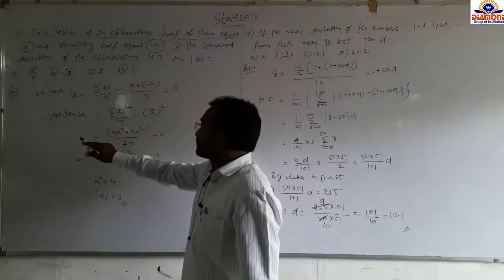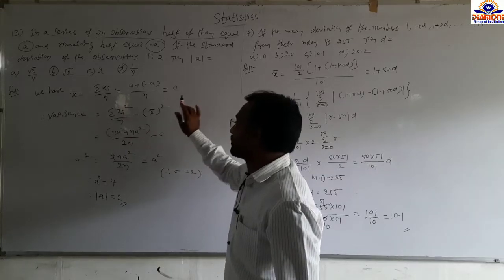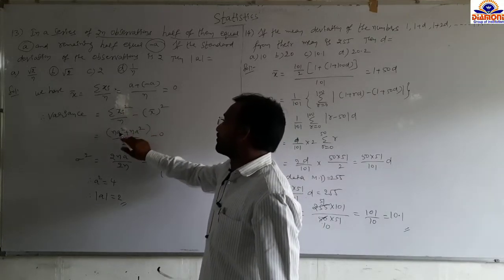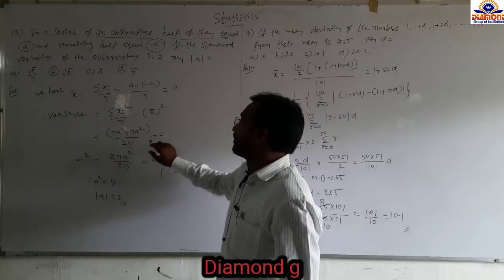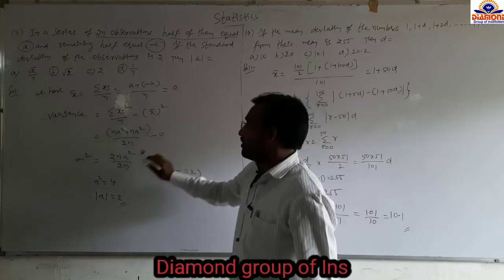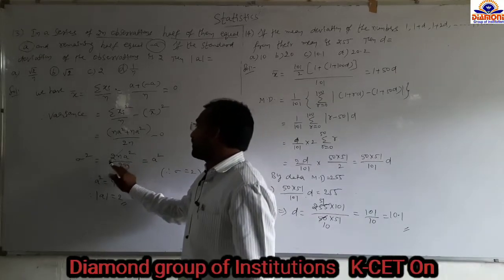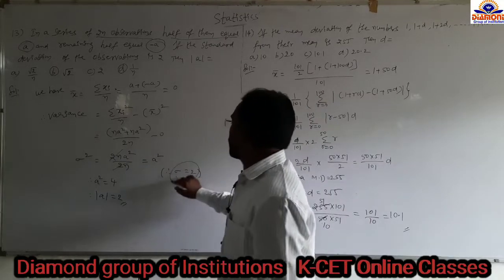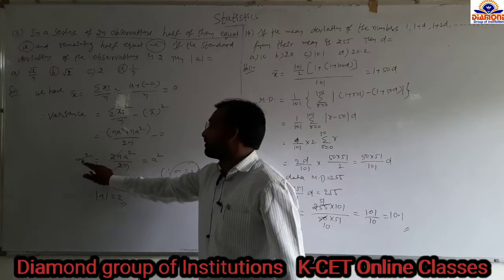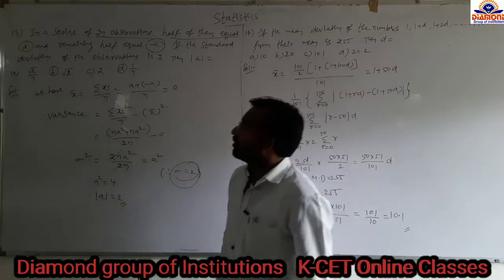So variance equal to summation x square by n minus x bar whole square. Summation x square is nothing but n a square plus n a square, and here the number of observations are 2n, minus mean, which is 0. So sigma square equal to 2n a square by 2n. So here 2n cancels, and what remains is a square. But sigma equal to 2 is given, so sigma square is 4. So a square equal to 4, mod a equal to 2. So the option is C.